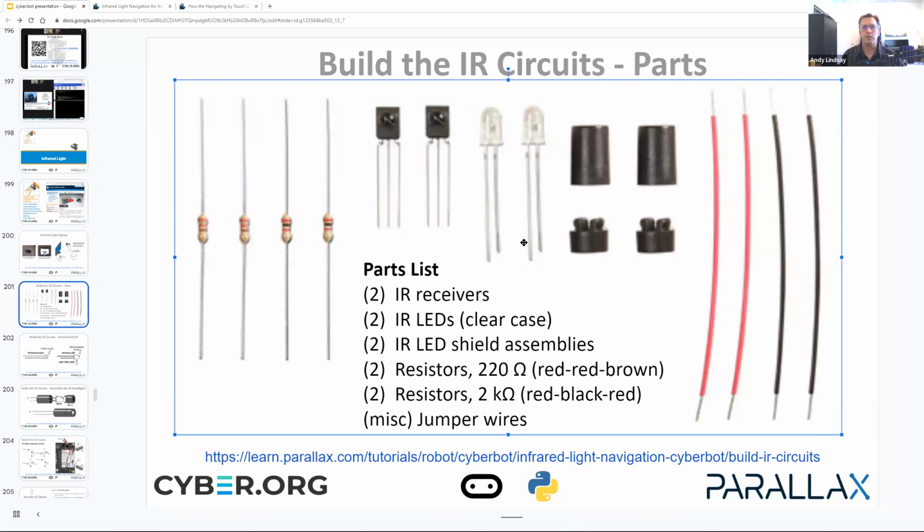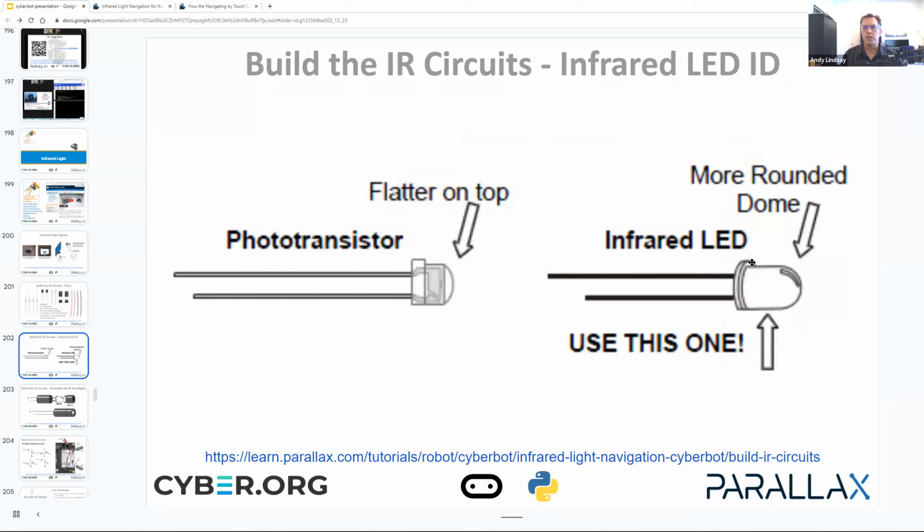And this page is actually going to have the parts list and some instructions. You're looking for a clear plastic bulb with 2 leads coming out of it. But one of them has a rounded tall top and the other has a flattened short top. What we're looking for is the rounded tall top. That's going to be very important. You'll have to use this particular one right here.